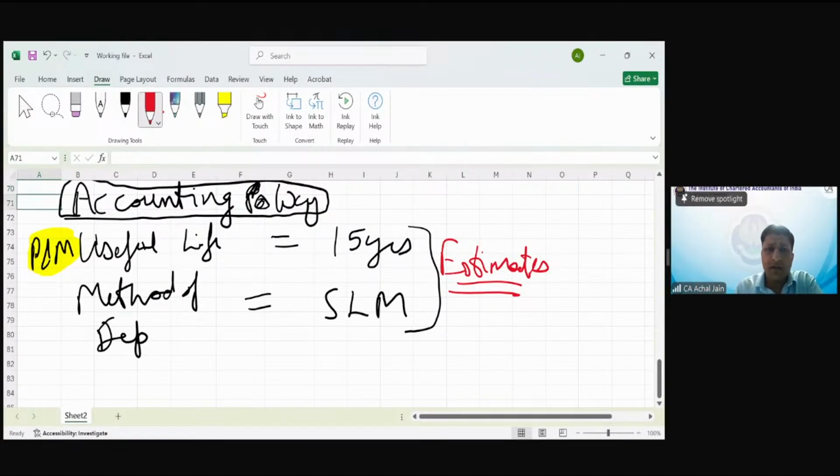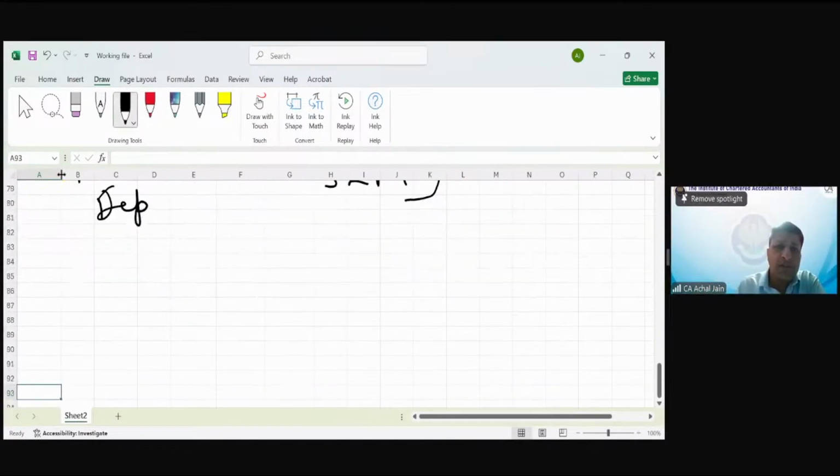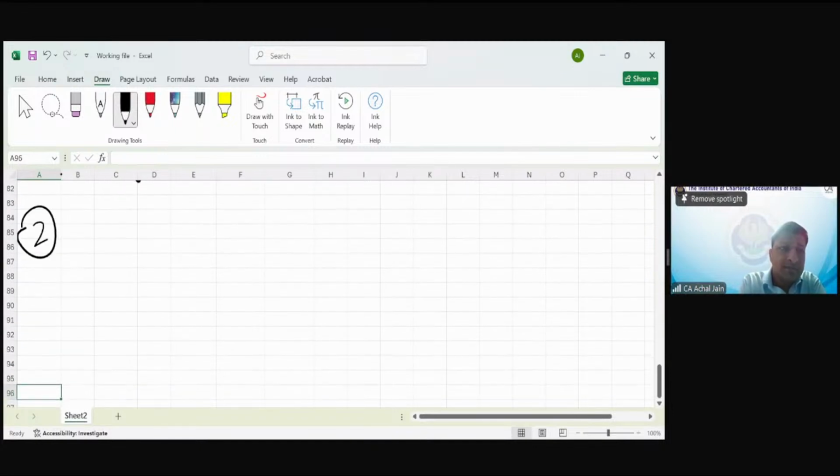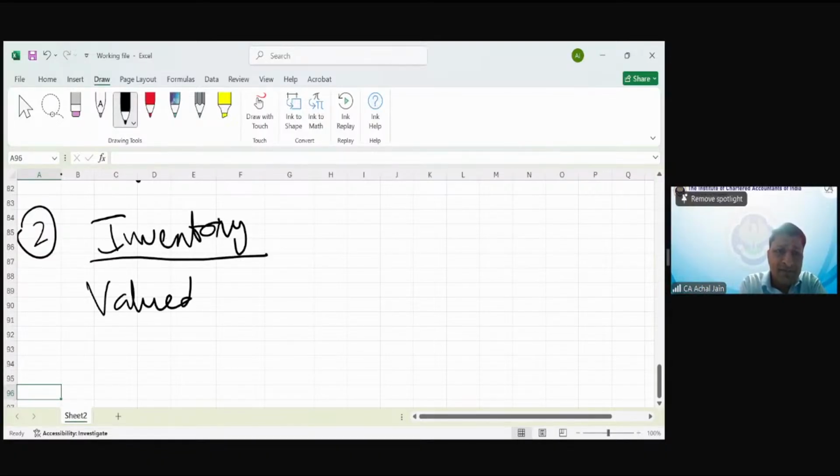For example, this is one accounting policy of the company. Say the company has another accounting policy on inventory. Now here the company says that the inventory is valued using FIFO.